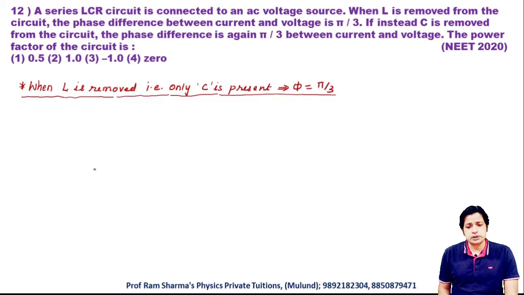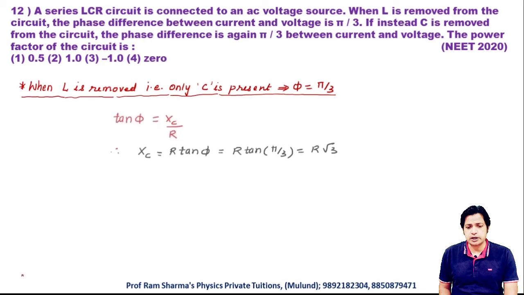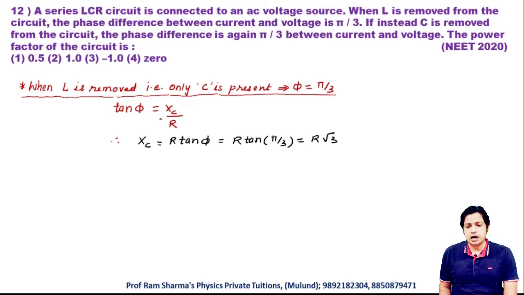L is removed means only C is present, and in that case there is a formula. What is the formula for tan phi actually? Tan of phase difference is mod of XL minus XC divided by R. That is how you find out the phase. But in this case, only C is present. So tan phi will be XC by R, and I know the value of phi. So XC will be R tan phi, and phi is pi by 3. Tan 60 is root 3, so this is the answer.